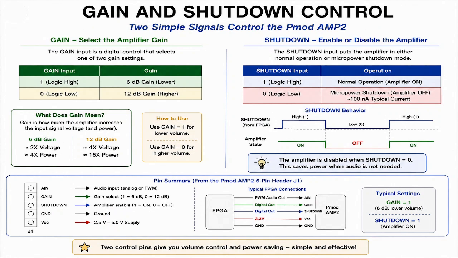The AMP2 also provides two useful control signals. The gain input lets us select the amplifier gain. The shutdown input enables or disables the amplifier entirely. In our design, we keep the amplifier enabled during speech playback, but these control signals allow future projects to mute the amplifier or reduce power consumption whenever audio isn't needed.